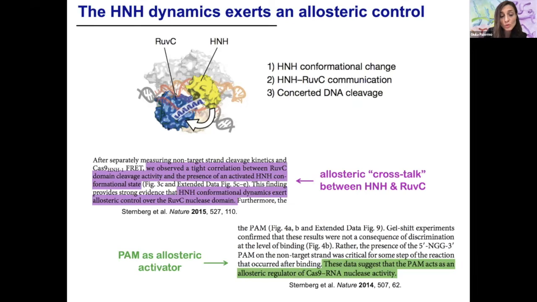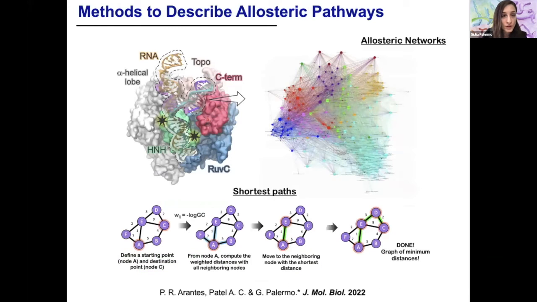And this activation would be triggered by the binding of a recognition region at a distal site, posing the basis for an allosteric control, which at that time was unknown. So to investigate this allosteric control, we harnessed network models derived from graph theory.